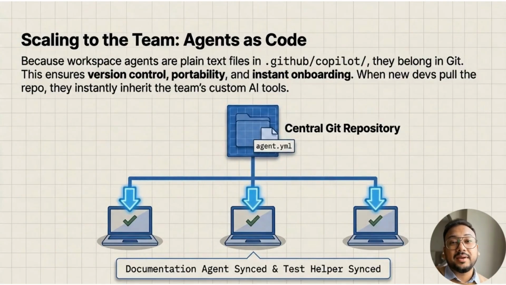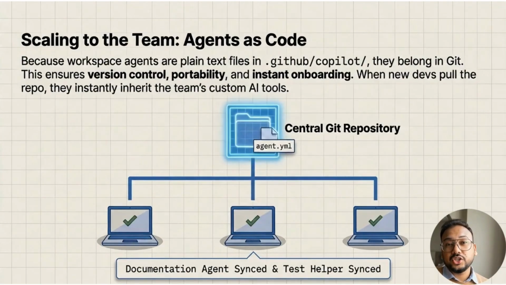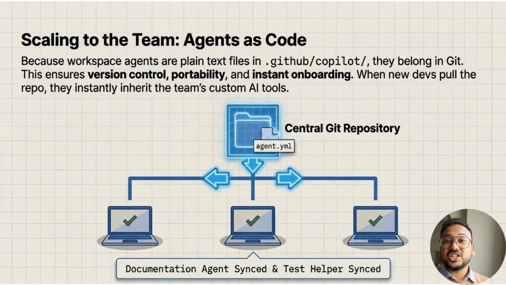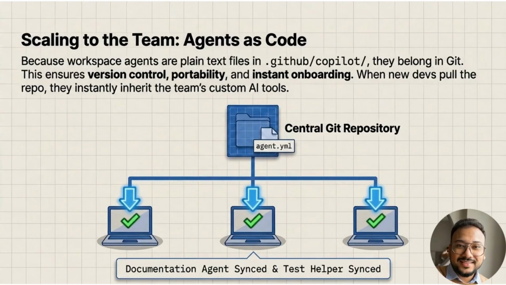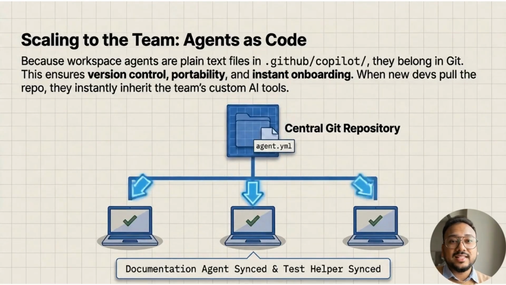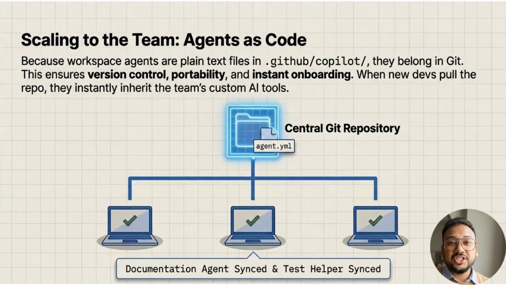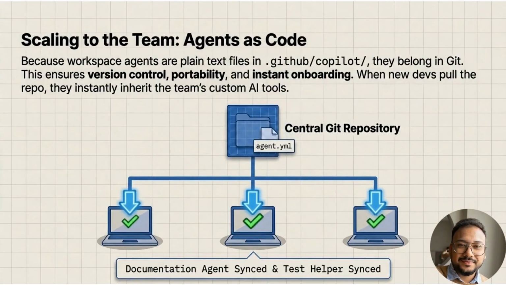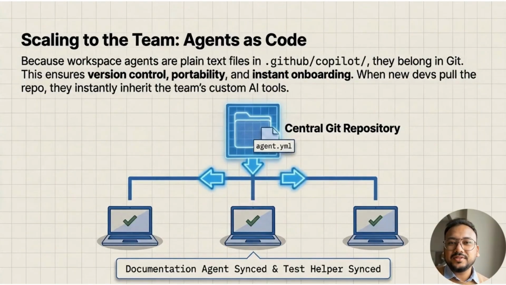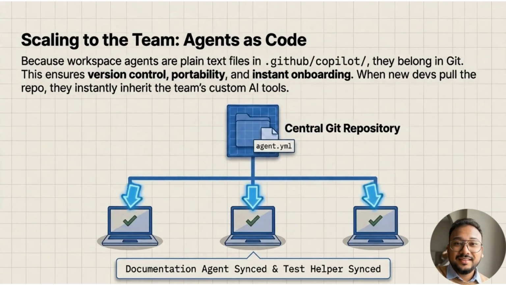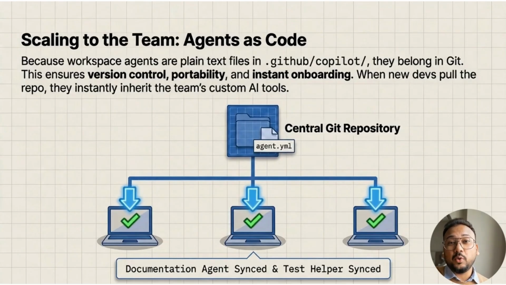This approach has some real benefits. You can check your agents into version control with Git just like the rest of your code. This means your entire team can share, use, and collaborate on improving the same set of agents, ensuring everyone has access to the same powerful tools. When a new person joins the team, they just pull the repo and immediately have access to the documentation agent or the API test helper. It also means you can build a personal library of go-to agents and easily copy them into new projects. This file-based approach makes agents portable, shareable, and easy to back up.